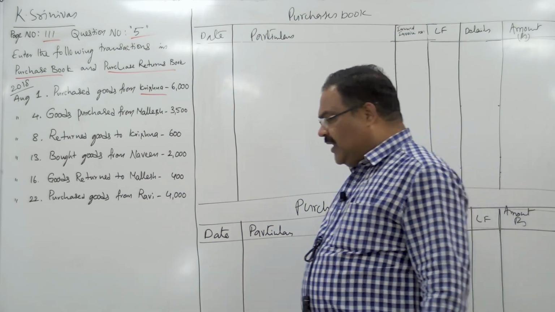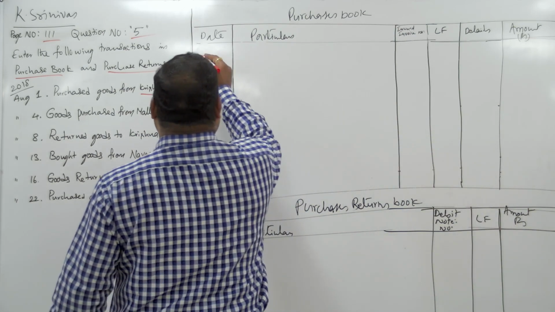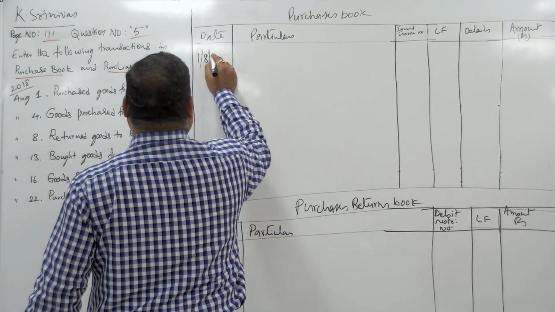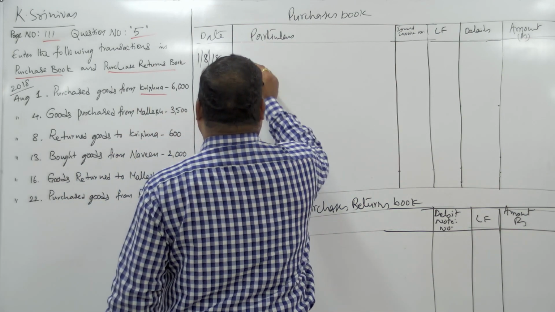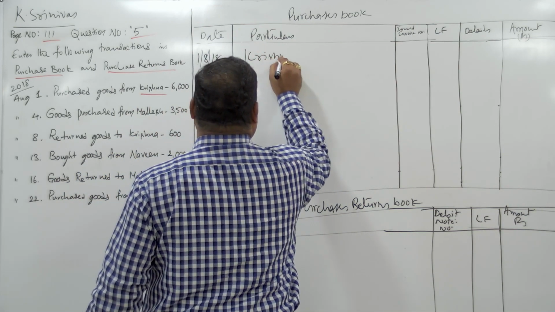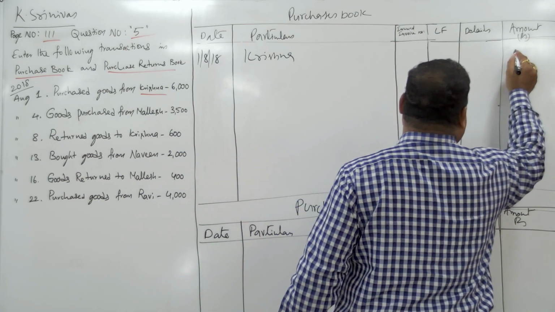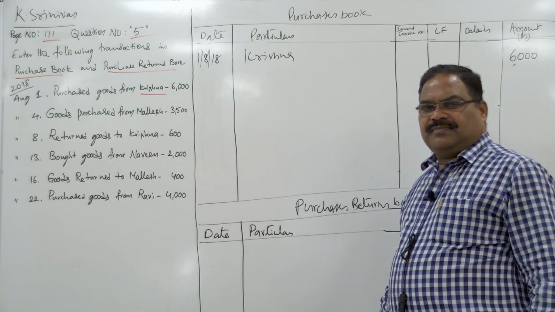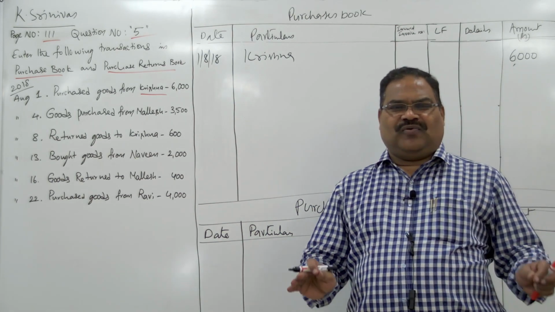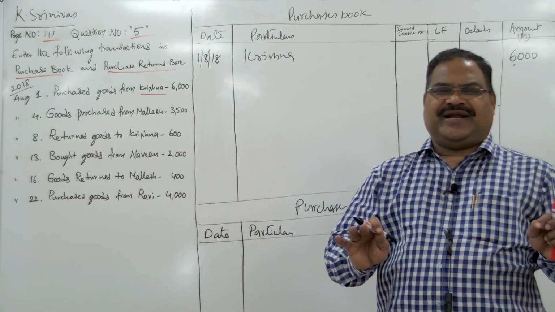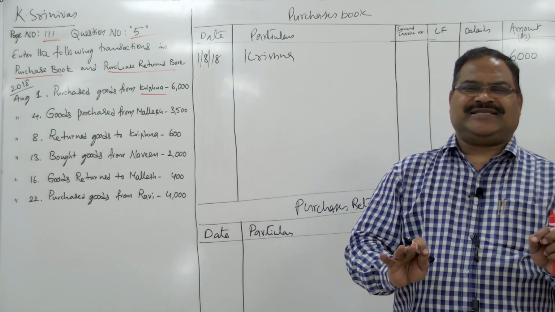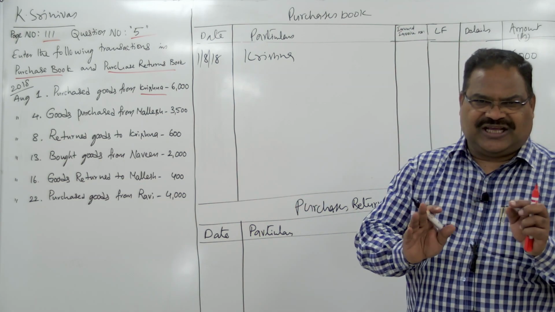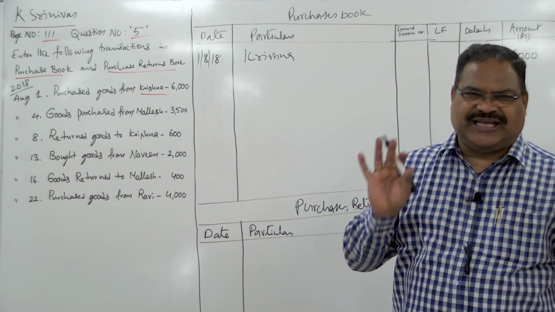So here, 1st August 18, Krishna, the amount should be taken in the amount column, 6,000. That's all. Very simple. If you are able to concentrate for a few minutes, you are going to enjoy this. At the same time, you will get the marks. No need to struggle. Only thing is, you should try to understand the logic here. That's all.